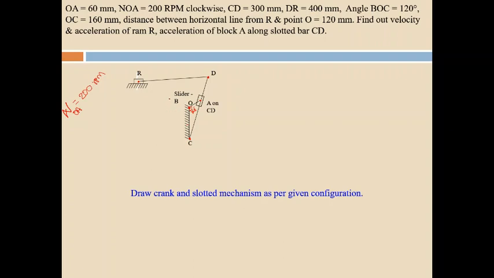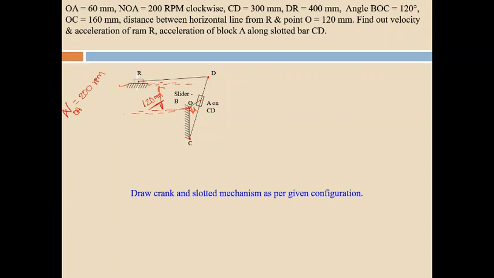Then what else have they given? The distance between the horizontal line from R and point O is 120 mm. If you put a horizontal line here and a horizontal line here, this vertical distance is 120. Do you understand? The distance between these two lines is 120 mm. So this is a given dimension.